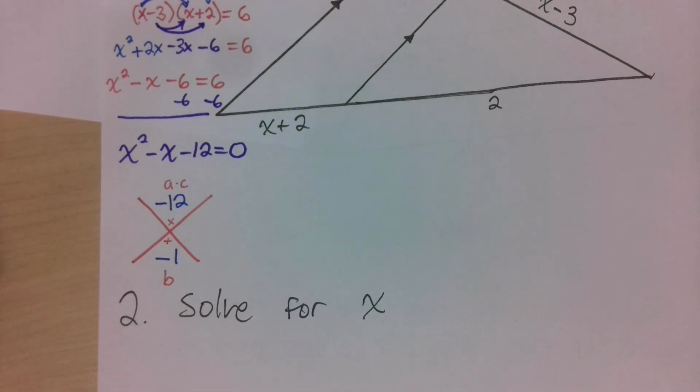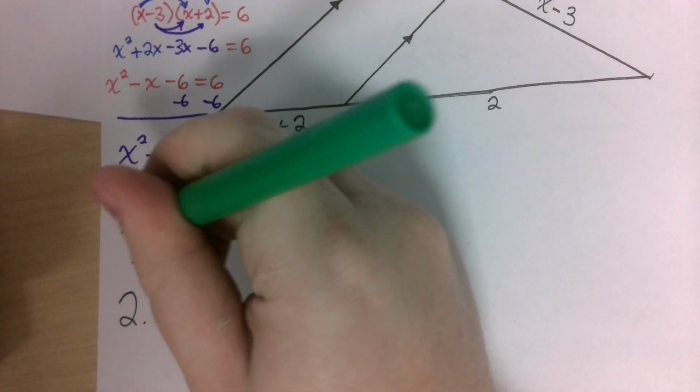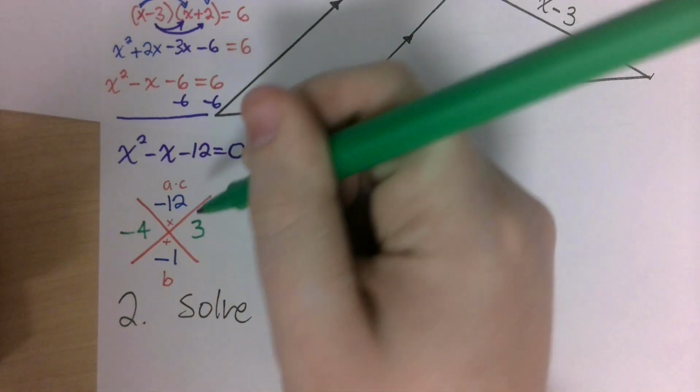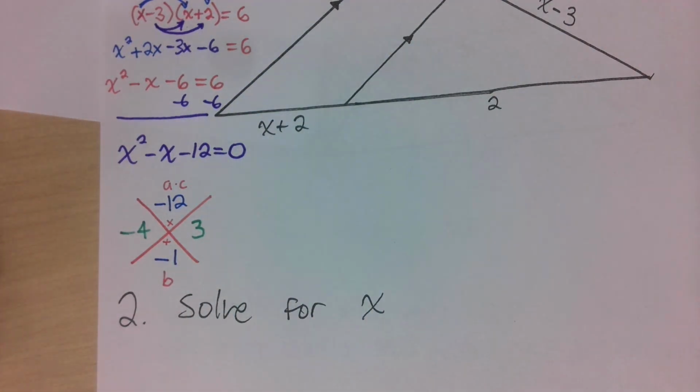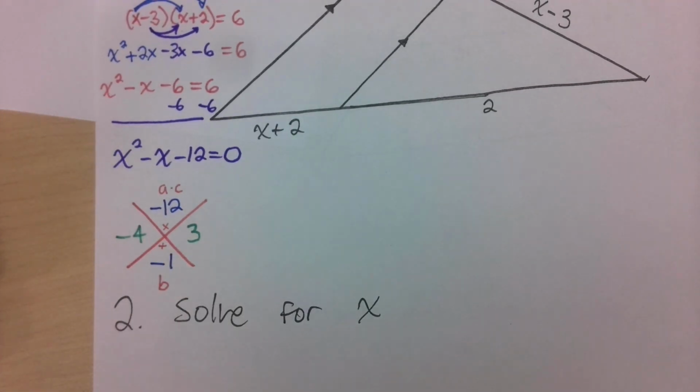If we think about it for a little bit, we realize there's only one pair of numbers that do this. Negative 4 times 3 gives us negative 12. Negative 4 plus 3 gives us negative 1. So that is what we're going to be breaking our polynomial into.